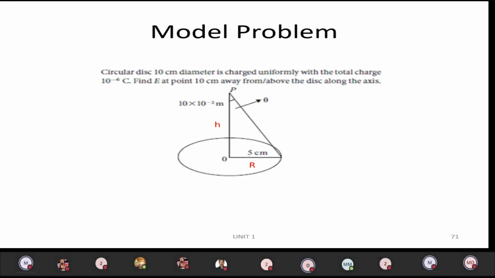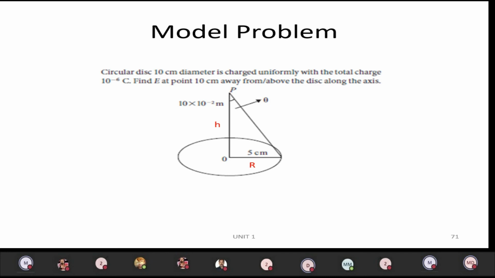You can see a model problem here. You are considering a circular disc of 10 centimeter diameter, which is charged uniformly with a total charge of 10 power minus 6 coulomb. We have to find the electric field at a point 10 centimeter away from the disc along the axis. So the disc is 10 centimeter diameter, so the radius will be 5 centimeter. This kind of problem, definitely they will be asking in GATE questions. Very simple formulas we have to use. The radius is 5 centimeter and the height here is 10 centimeter.